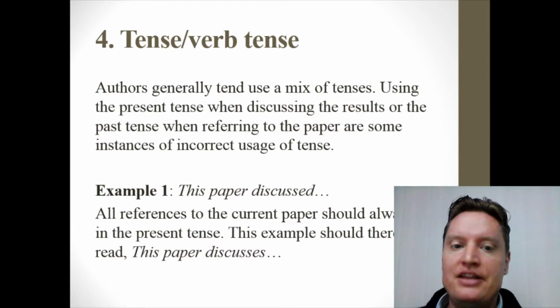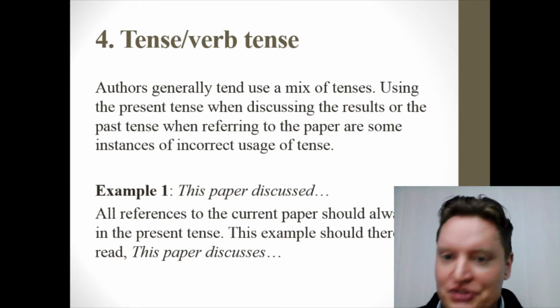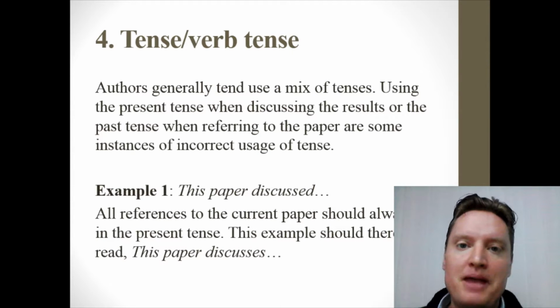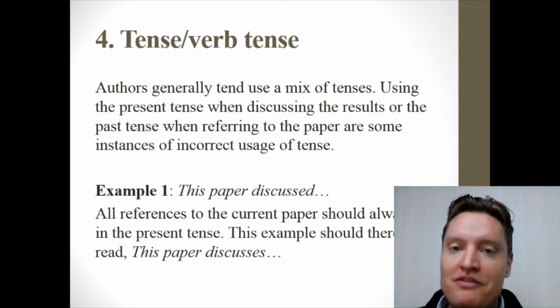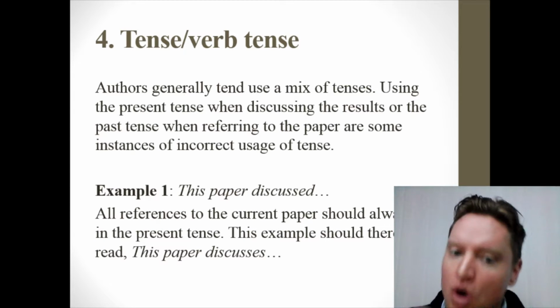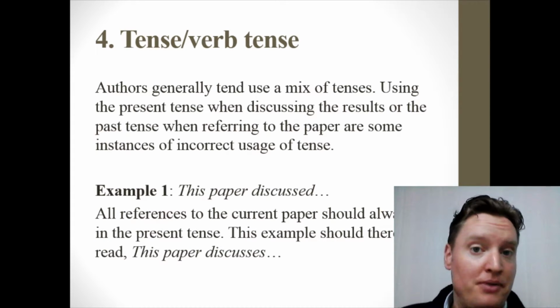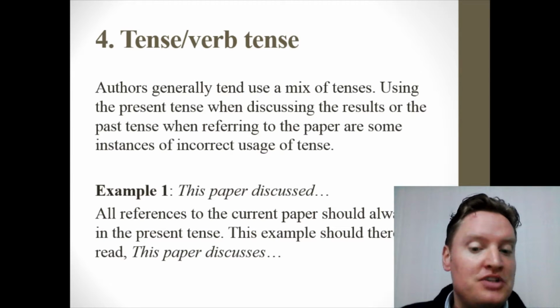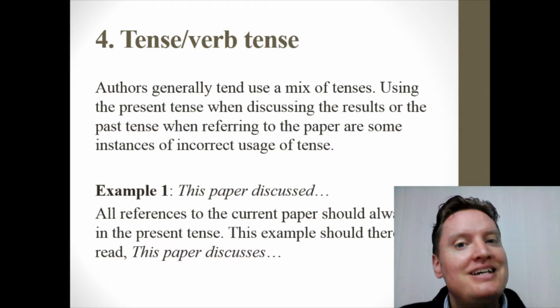Verb and verb tense. Authors generally tend to use a mix of tenses, using the present tense when discussing the results or the past tense when referring to the paper. Here are some instances of incorrect usage of tense. Here's an example. The paper discussed. One thing to remember, all references in the current paper or in your article should always be in the present tense. For example, this example should therefore read, this paper discusses.